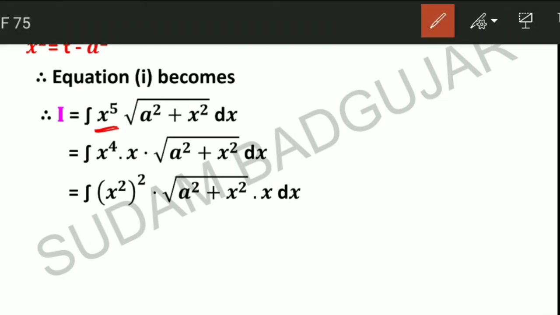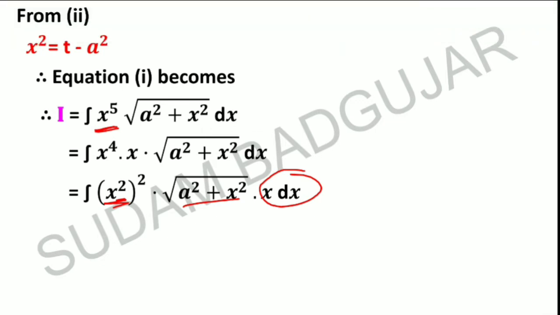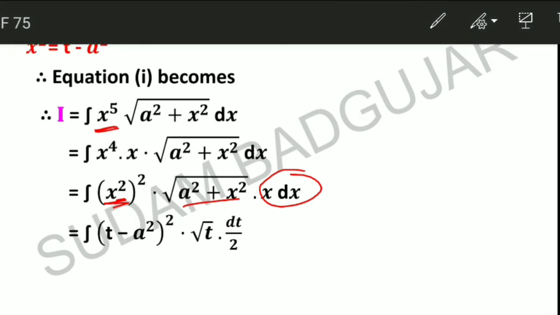Into x dx. Now this is nothing but dt by 2, and this is nothing but t minus a square, and this is t. Got it? So you will get the integration of one variable t. So substitute the value of all, that is what is x square? x square is equal to t minus a square, the whole square, into under root of t, into x dx which is nothing but dt by 2. Now you have to expand this one.